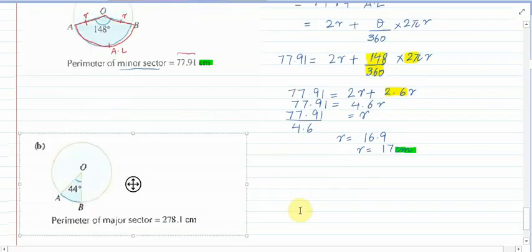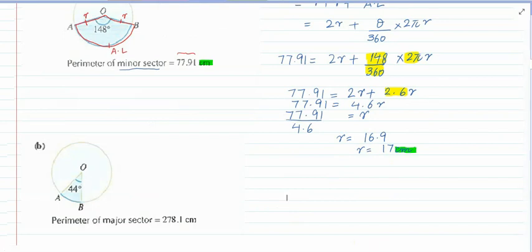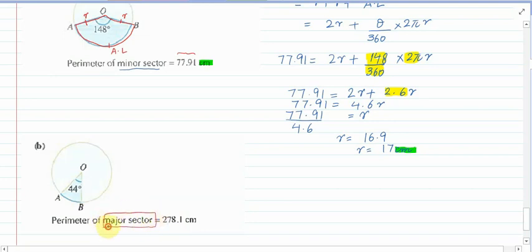Now moving on towards the next part, that is part B, right? The same question, perimeter is known and you need to find the value of radius. So now listen carefully and observe. It says perimeter of major sector, right? And the given sector is not major, it's minor sector. So basically the major sector is this one.